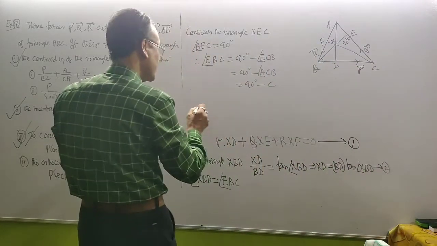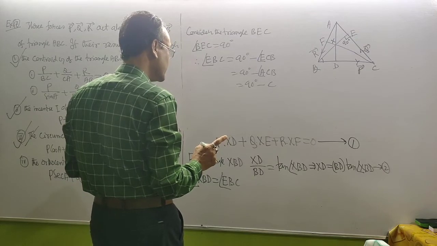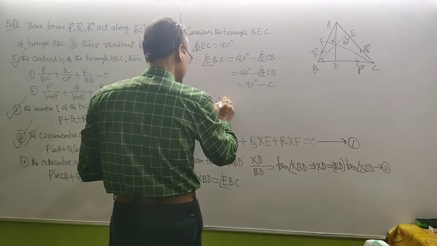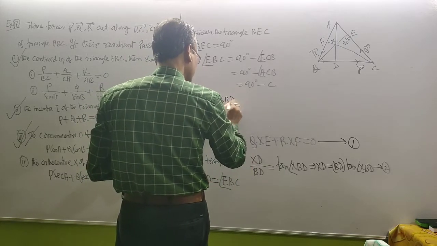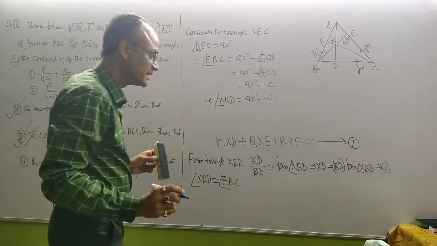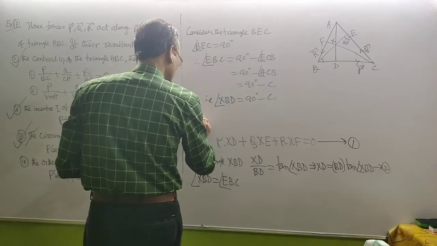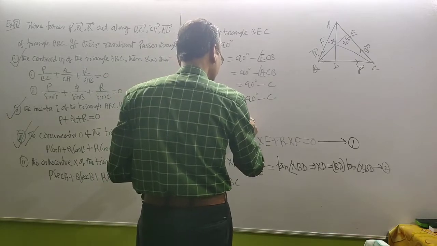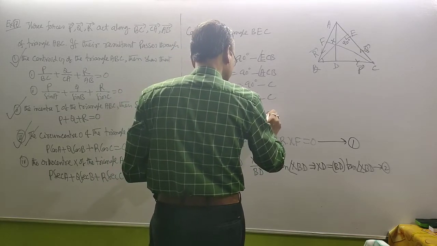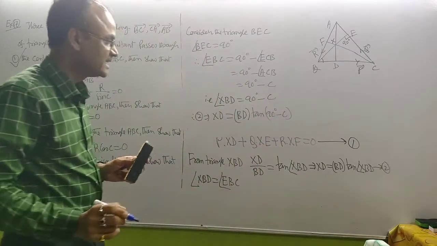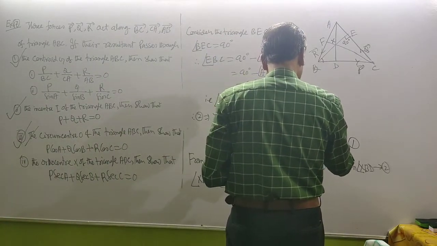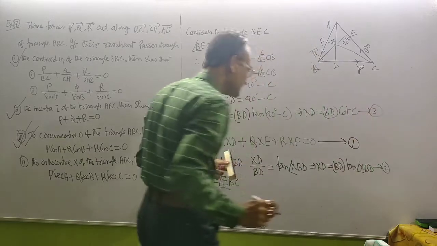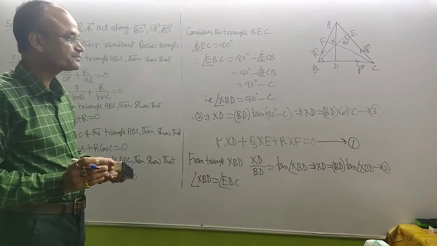Now, since angle EBC is equal to angle XBD, angle XBD is equal to 90 degrees minus C. From 2, XD divided by BD is equal to tan of 90 degrees minus C. This means XD divided by BD is cot C. Suppose this is number 3.